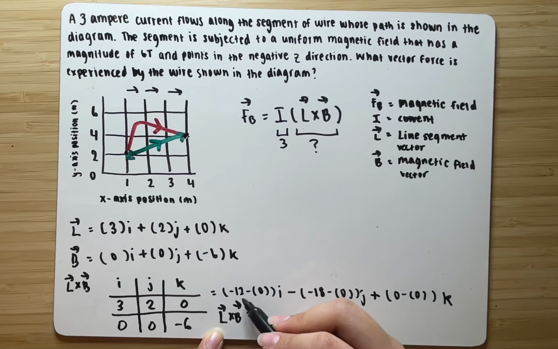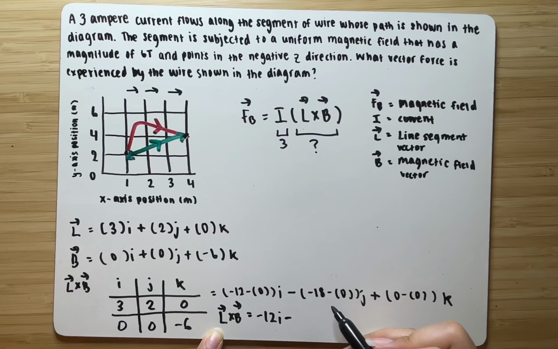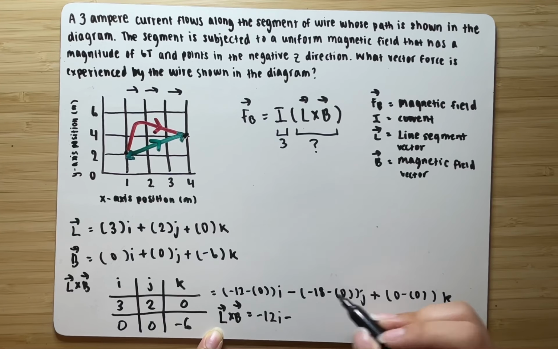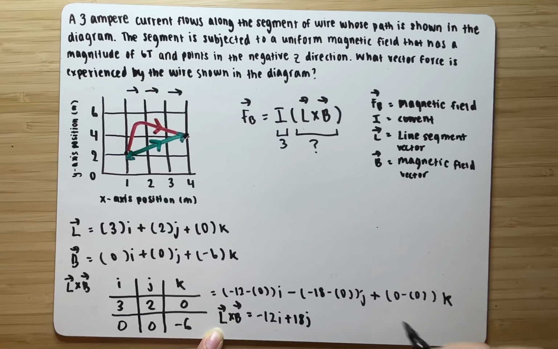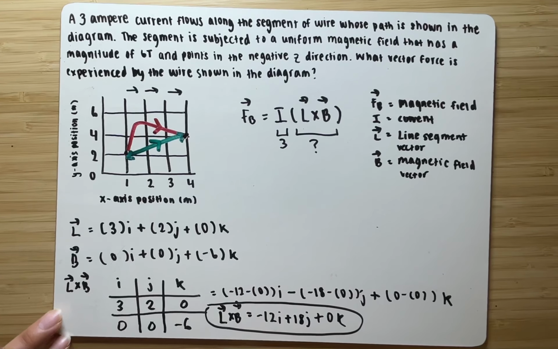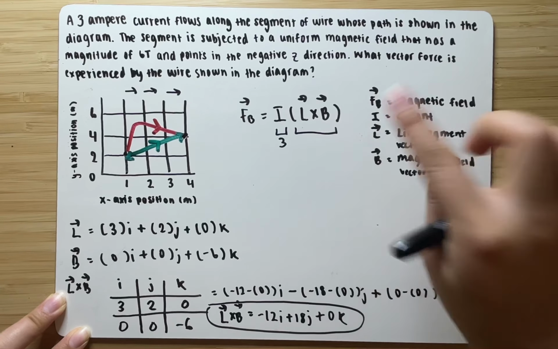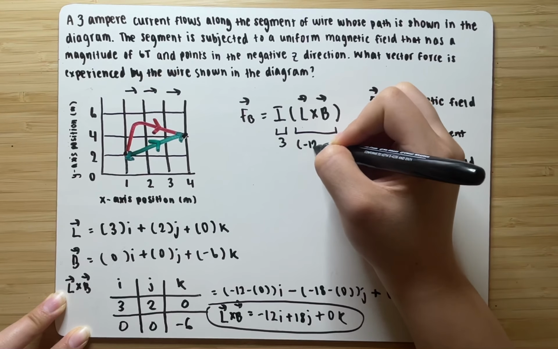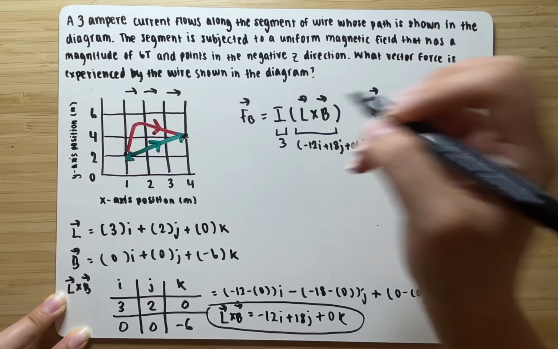So our cross product between the line segment and the magnetic field vector is going to be negative 12 minus 0 is negative 12i, minus a negative 18. Two negatives make a positive, so plus 18j, plus 0 minus 0 is 0. Okay, so this is our cross product vector, which means we can remove the question mark over here and write negative 12i plus 18j plus 0k as our vector.